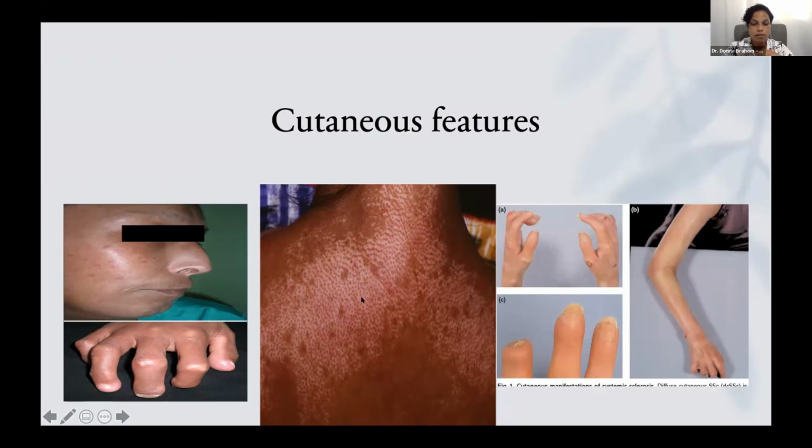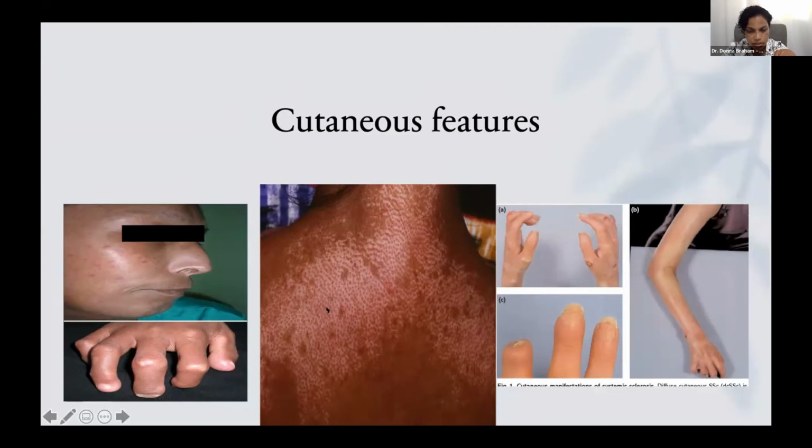You may get a salt and pepper appearance, which is where you get a generalized hyperpigmentation, especially over the upper back, and it can also occur on the legs, but then there's a generalized depigmentation, but then there is hyperpigmentation around the follicles themselves. I don't know if you can appreciate right here. Right where the follicles are, you get this darkness coming up right around the follicles, and then you get this depigmentation that is there.